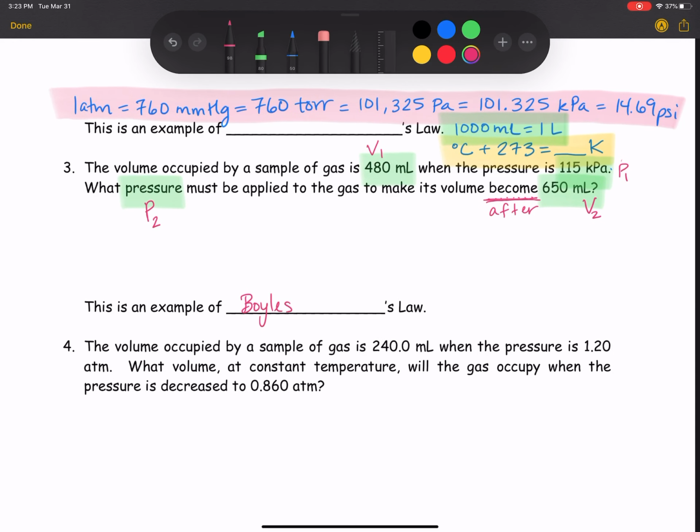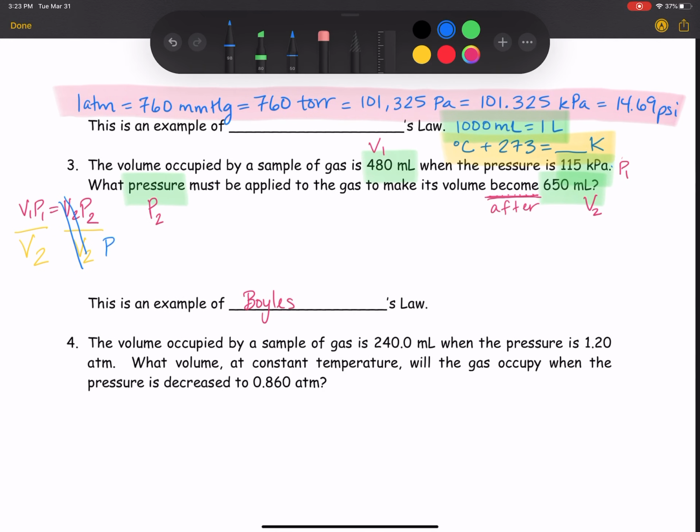Remember, Boyle's law is V1P1 equals V2P2. And I want to solve for P2, so I'm going to just divide by V2 on both sides. And that now helps me get rid of the V2. And I'm left with my formula, which is P2 equals V1P1 over V2.